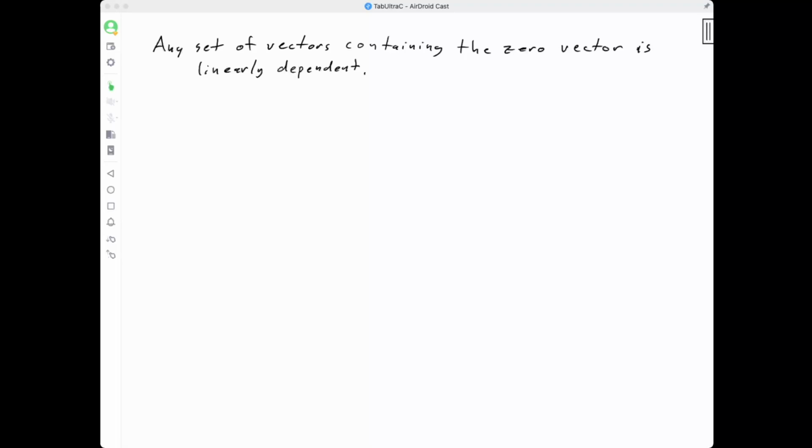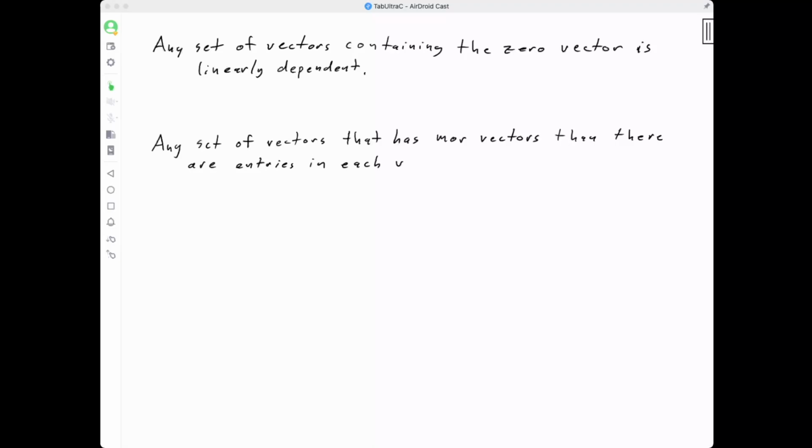Another way that I can sometimes find a very quick way to determine if a set is linearly independent or linearly dependent is: any set of vectors that has more vectors than there are entries in each vector is linearly dependent.